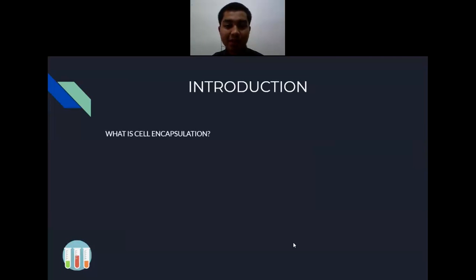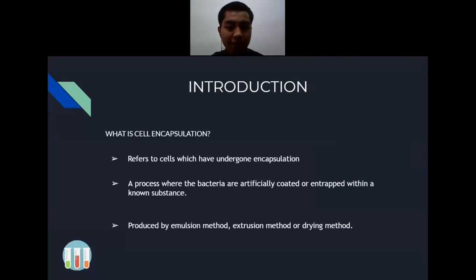So what is cell encapsulation? Cell encapsulation refers to cells which have undergone encapsulation. It is a process where the bacteria are artificially coated or entrapped within a known substance, usually a biofilm. There are three methods in producing an encapsulated cell. First, emulsion method, extrusion method, and finally drying method. In my research, I will be using the extrusion method.